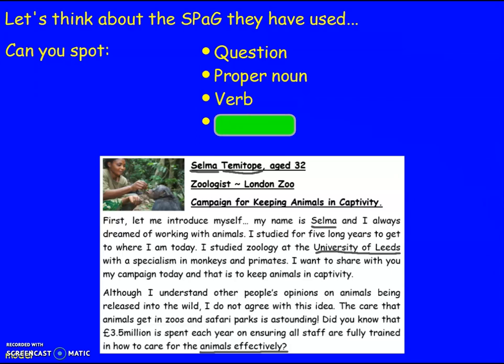Let's see if you can find a verb. A verb is a doing word. So pause the video and have a look. See if you can find a verb. Studied is a verb. That's something that Selma has done. Okay? And an adjective, a describing word. See if you can spot one. So she describes her studying years as long. Okay, that is the adjective.